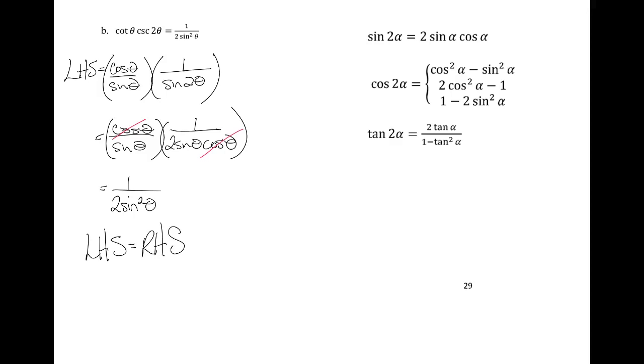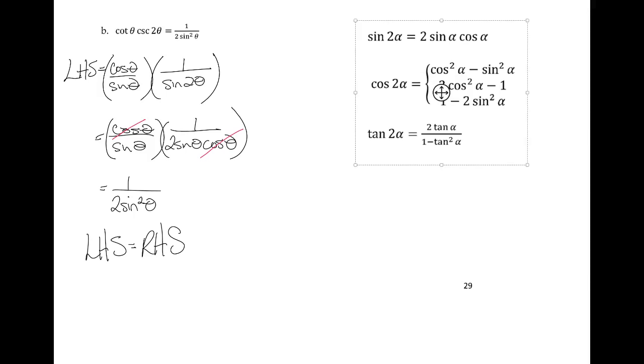Instead of sine 2 theta, I only have one option, so I'm going to use 2 sine theta cos theta. Now I can multiply things together and look for pieces that cancel. Those coses cancel. I've got 2 sines in the denominator multiplying together, and so I can simplify this to be 2 sine squared theta, and that's exactly what's on my right-hand side. So left-hand side equals right-hand side. Yay, and I'm done.